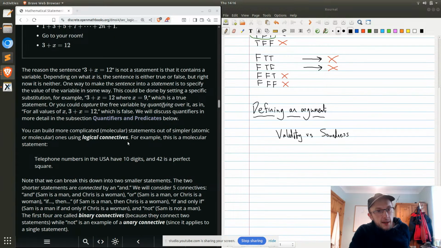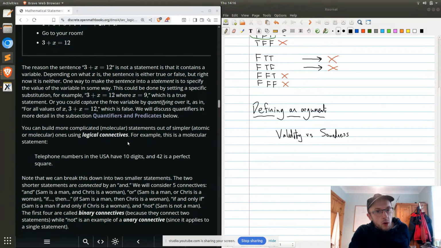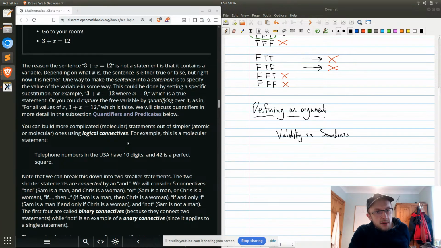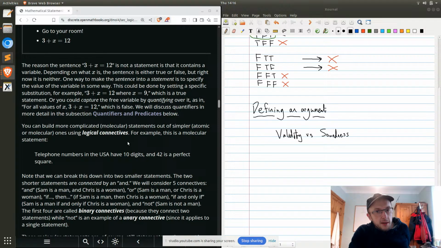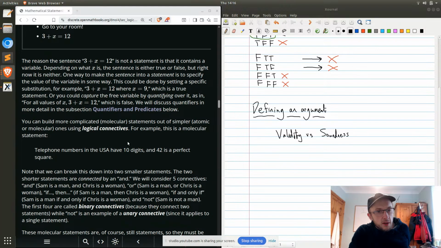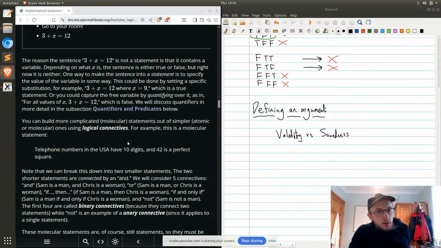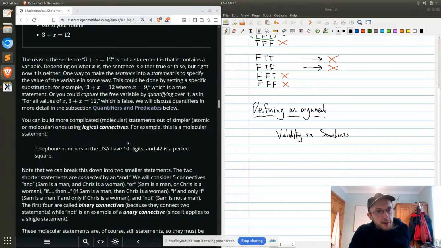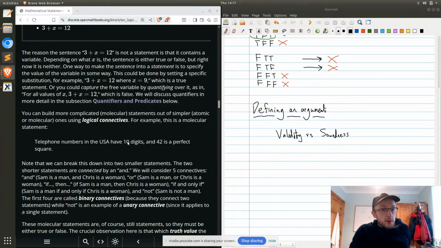Now, they say the reason the sentence 3 + x = 12 is not a statement is that it contains a variable. Depending on what x is, the sentence is either true or false, but right now it is neither. One way to make the sentence into a statement is to specify the value of the variable in some way. This can be done by setting a specific substitution. For example, 3 + x = 12 where x = 9, which is a true statement.